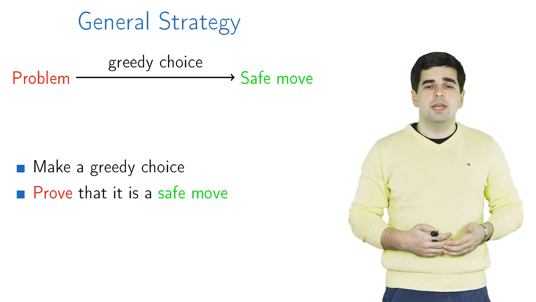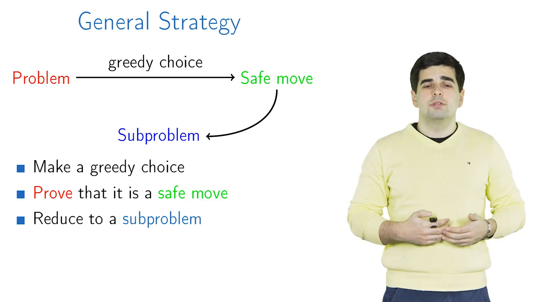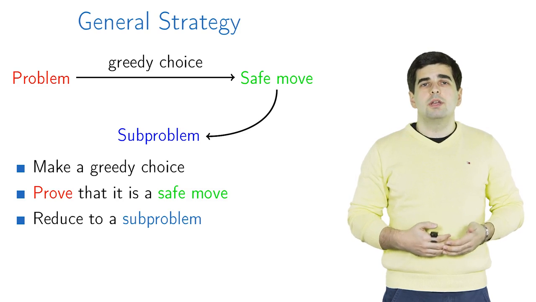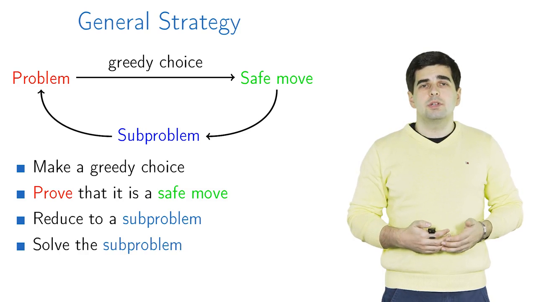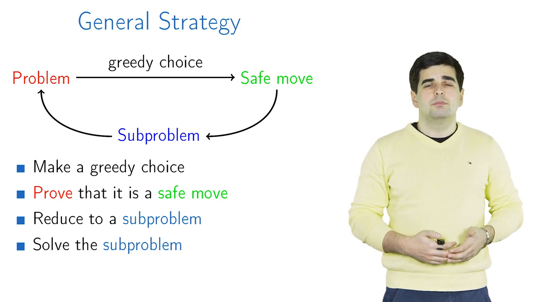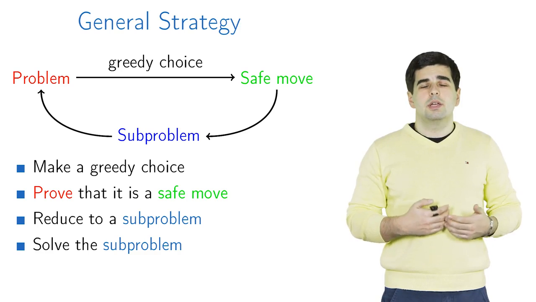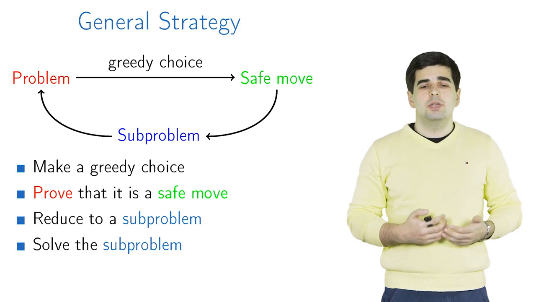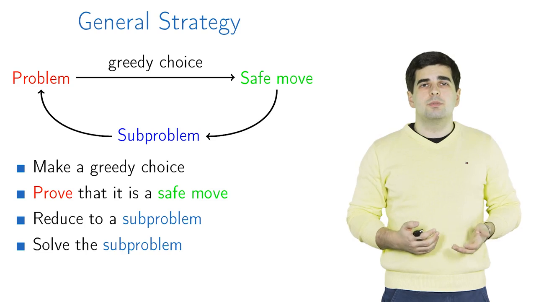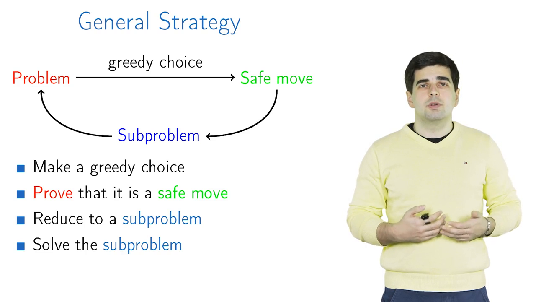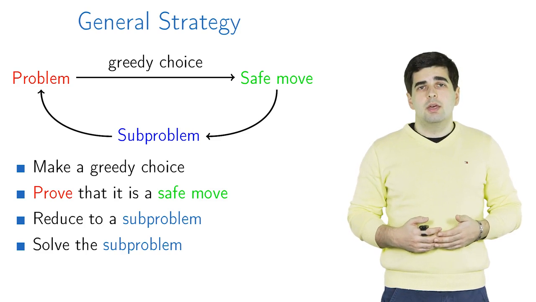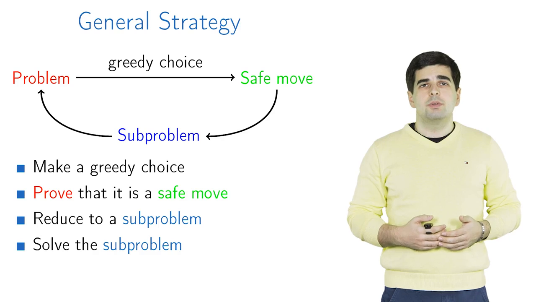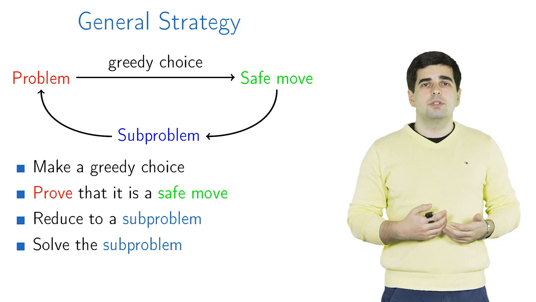When you prove that, you reduce your problem to a subproblem, and hopefully that is a similar problem of the same kind, and then you start solving this subproblem the same way. You make your greedy choice and you reduce it to subproblem and you iterate until there are no problems left, or until your problem is so simple that you can just solve it right away. And in the next lessons we will apply greedy algorithms to solve more difficult problems.